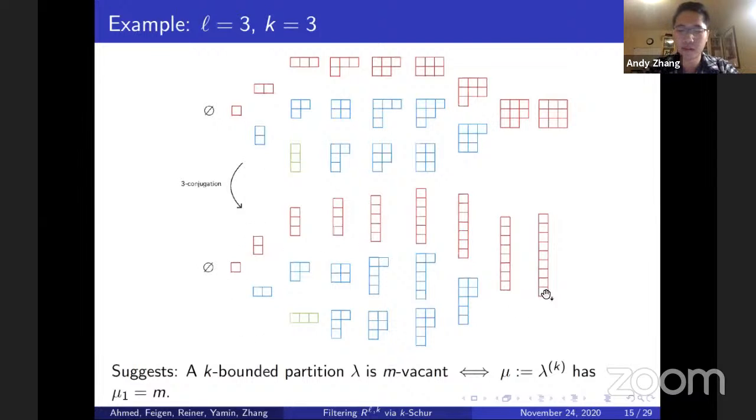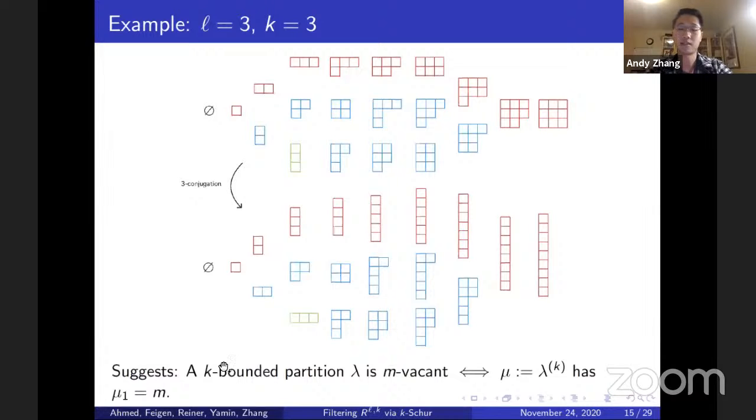Down here, the red partitions are 1-bounded partitions. The blue partitions are 2-bounded but not 1-bounded partitions. And the green one is a 3-bounded but not 2-bounded partition. And up here, it's actually difficult to see, but these red partitions are 1-vacant, and these blue partitions are 2-vacant, and this green partition is 3-vacant.